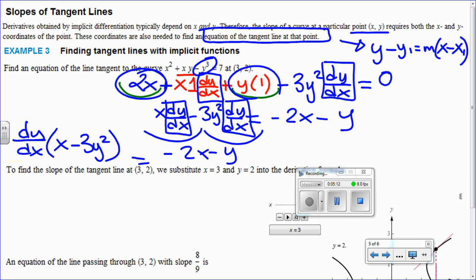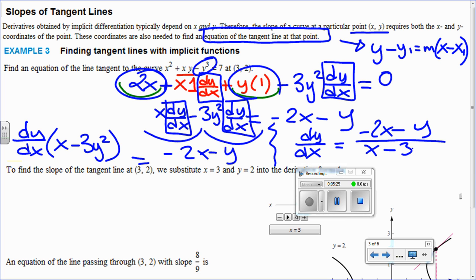And I'm just going to continue right here on the right side. So then finally, to solve for dy dx, that is going to be equal to negative 2x minus y divided by x minus 3y squared.